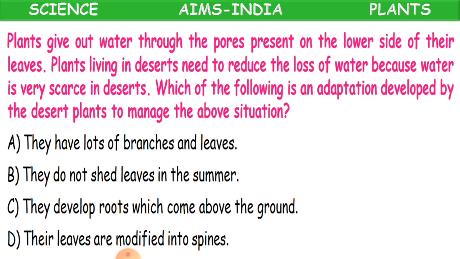The next question here, fifth one. Plants give out water through the pores present on the lower side of their leaves. Plants living in deserts need to reduce the loss of water because water is very scarce in deserts. Which of the following is an adaptation developed by the desert plants to manage the above situation?